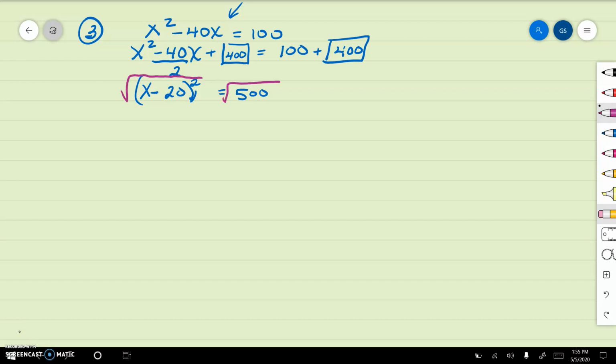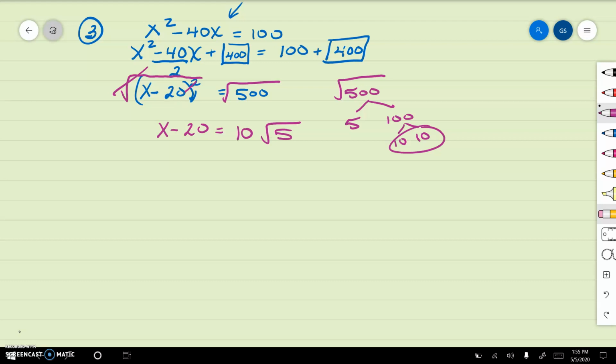Okay? The square root and the square cancel each other out, and you have x minus 20 to bring down on the left side. Equals, we're going to break down the 500, and 5 times 100 is 500, and then 10 times 10. That's the easiest way to do it. So I get a 10 on the outside and a rad 5 on the inside. Okay, and that's a plus or minus.